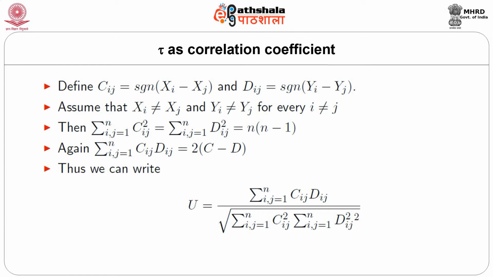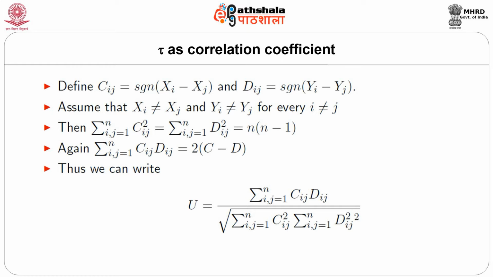Next we shall introduce another analogy with Pearson's correlation coefficient. Actually, tau can be expressed as a product moment correlation coefficient. For this we define c_ij as the sign of (xi minus xj) and d_ij as the sign of (yi minus yj). Assume that xi not equal to xj with probability 1 and yi not equal to yj with probability 1 for every i not equal to j.